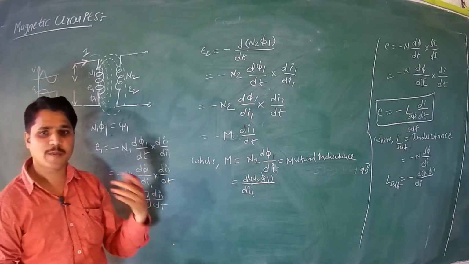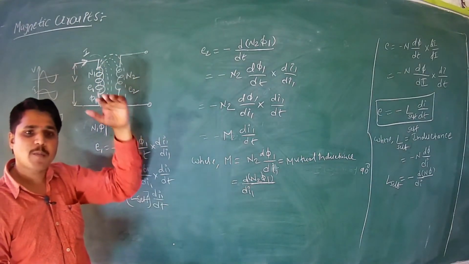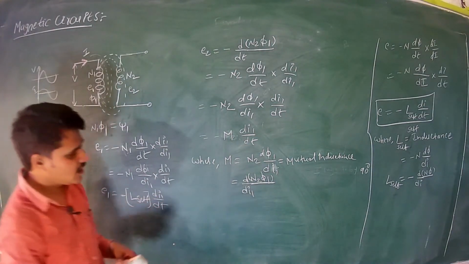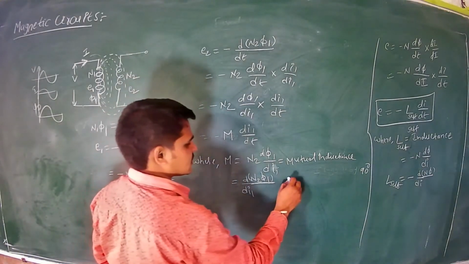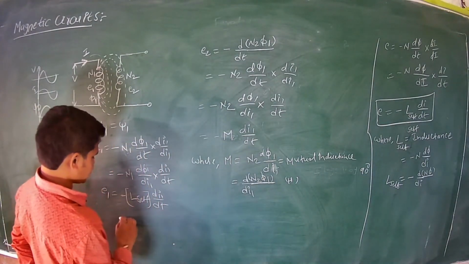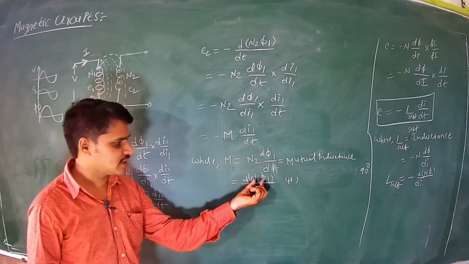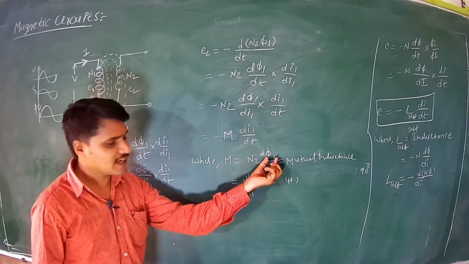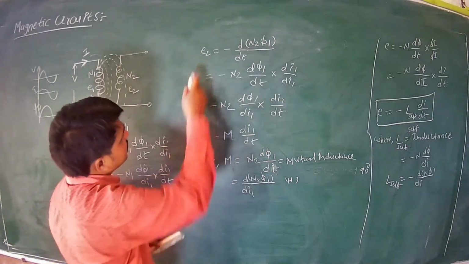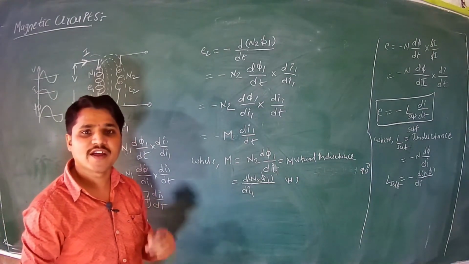What is the mutual induction property? Whenever the current is changing in one coil, a voltage is induced in the other coil. This property is called mutual induction. The unit for mutual inductance is the henry, and self inductance is also measured in henries. So how can you define mutual inductance? It is the rate of change of flux linkages with respect to the current flowing through the other coil which is magnetically coupled to this coil. The voltage induced in the second coil, E2, is called the mutual induced EMF.